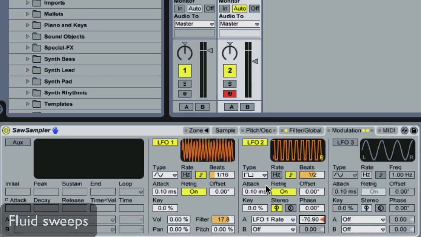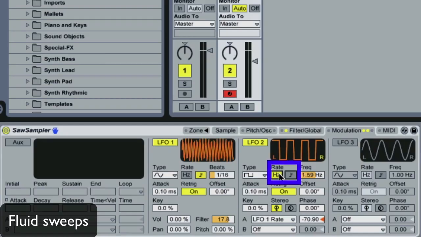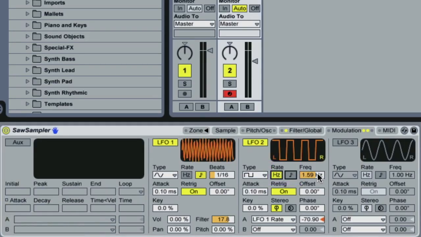Working off the grid, or with non-quantized rates, allows for some great expressive sweeps to be created without the stepping that you'd get from jumping the rate up and down if you're locked to the tempo of the track. In this case, we can adjust the speed of the square wave fluidly by moving its rate up and down.